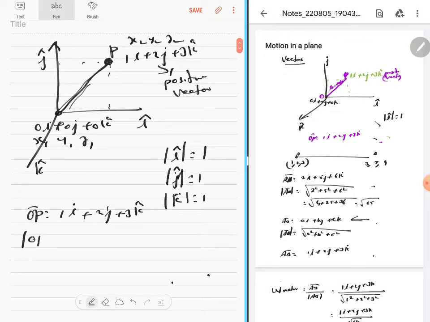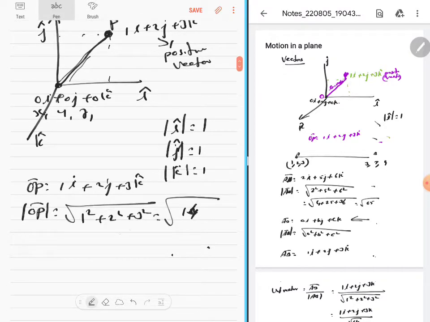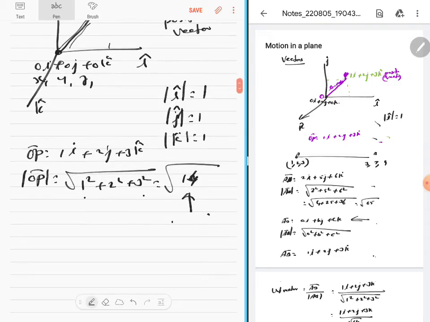If they ask you the magnitude of this vector, it is the root of the sum of the component squares: 1 squared plus 2 squared plus 3 squared, which is 1 plus 4 plus 9, that is 14. Sorry, I first said 13. 9 plus 1 is 10, 10 plus 4 is 14. So the magnitude of the P vector is root 14. Okay, next, this was from the origin.